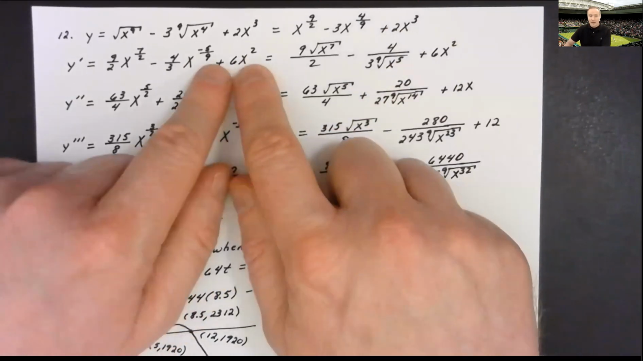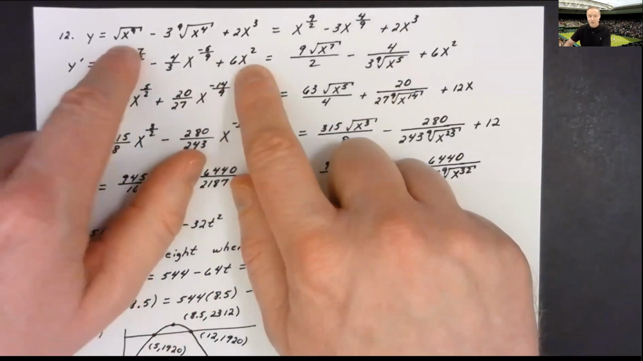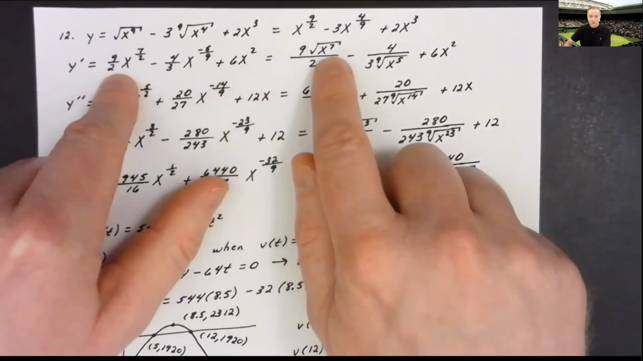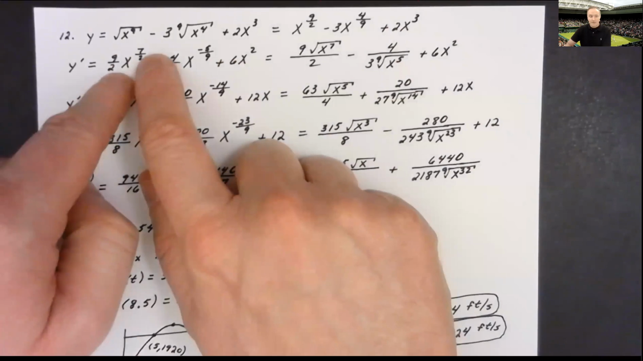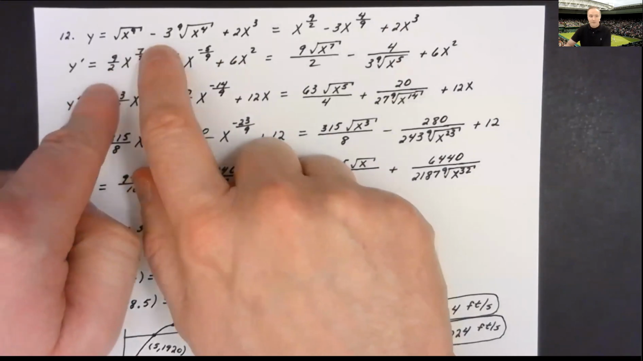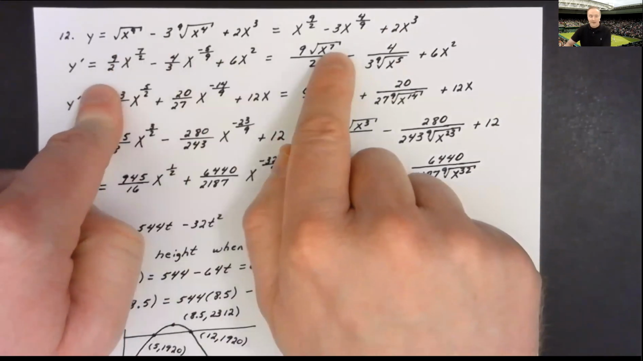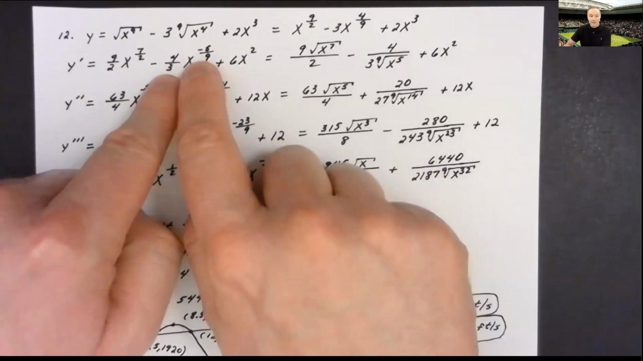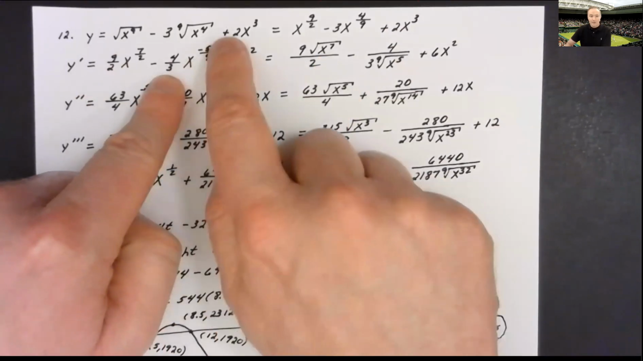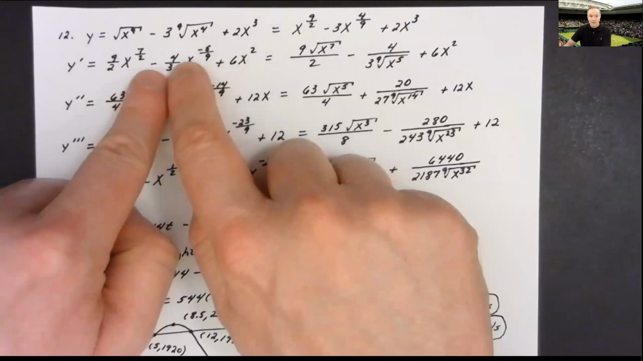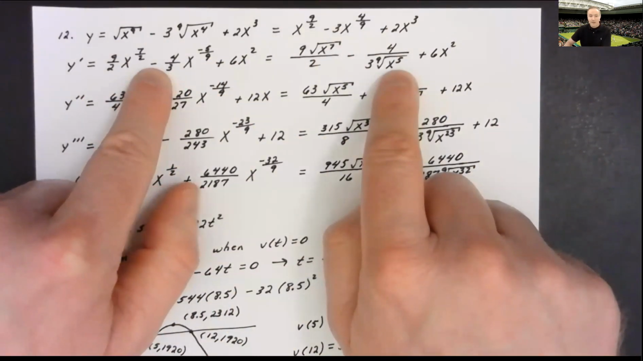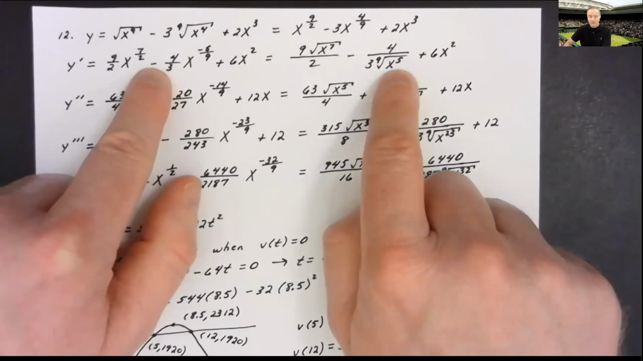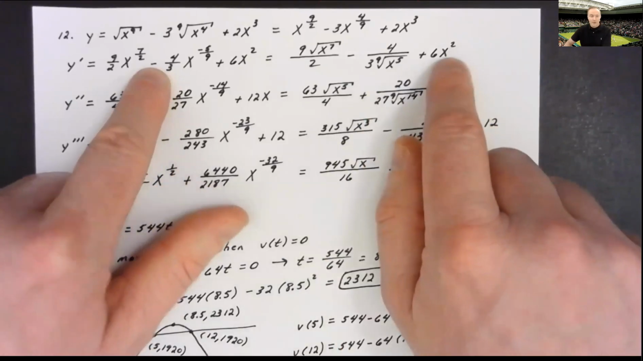Now, each time, since the original was written in radical form, I want all of your derivatives also written in radical form. So this first one means this is the square root of x to the 7th in the numerator with that 9. This is the 9th root of x to the 5th in the denominator with the 3. So you see how I wrote that term, minus 4 divided by 3 on the 9th root of x to the 5th. And the 6x squared, you don't have to worry about it.